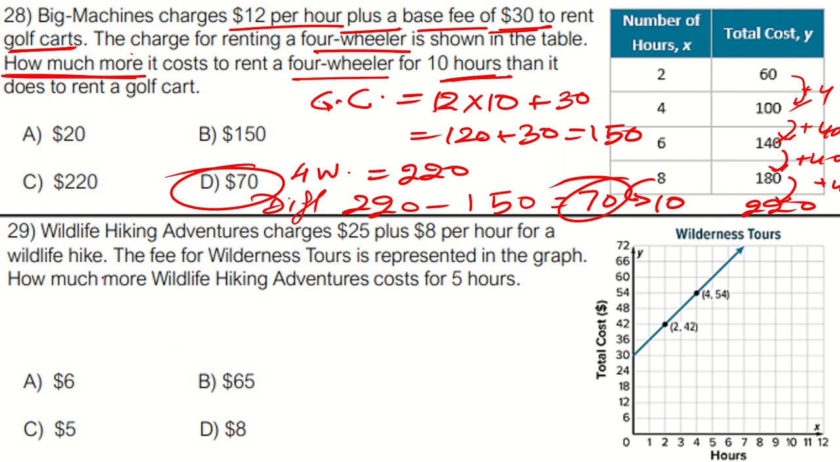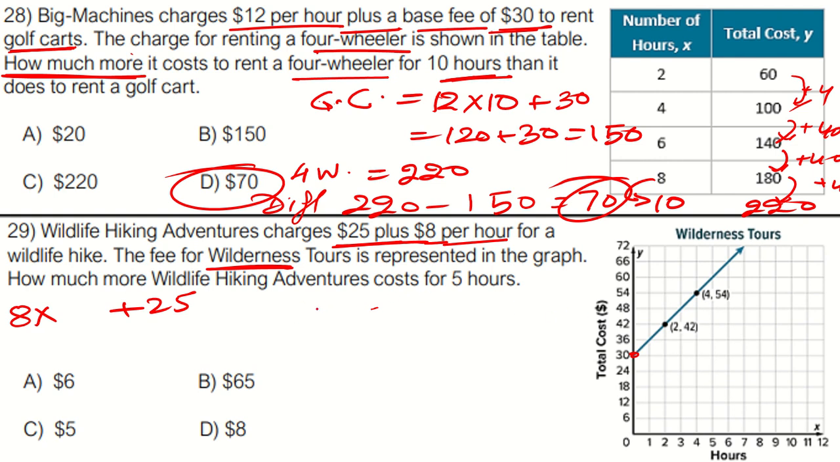Now next is wildlife hiking adventure, which charges $25 plus $8 per hour. So 25 is extra. I'll write here 25 extra and 8 per hour. For the wilderness tour, the fee is represented in the graph. This is another company. You see, this is cutting the y-axis at 30, so it means they are charging 30 dirham extra, plus these are the points given.